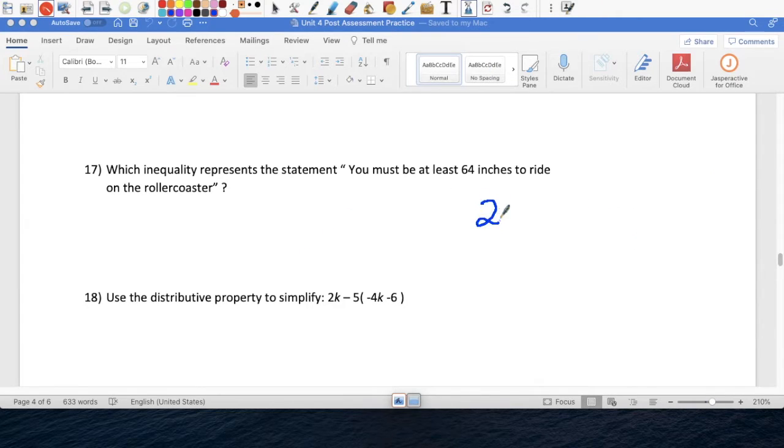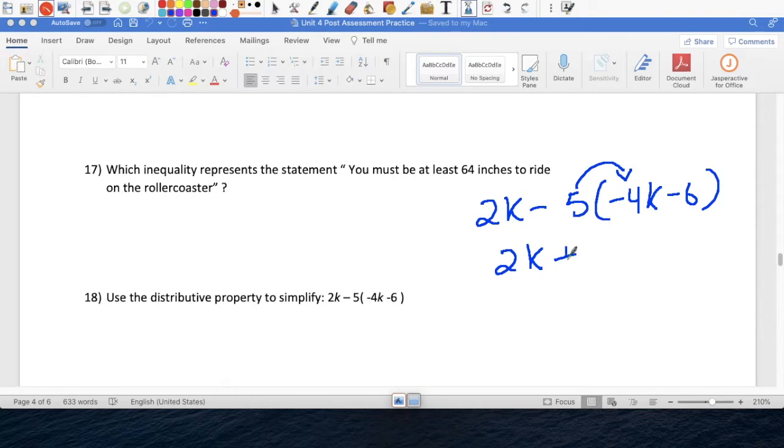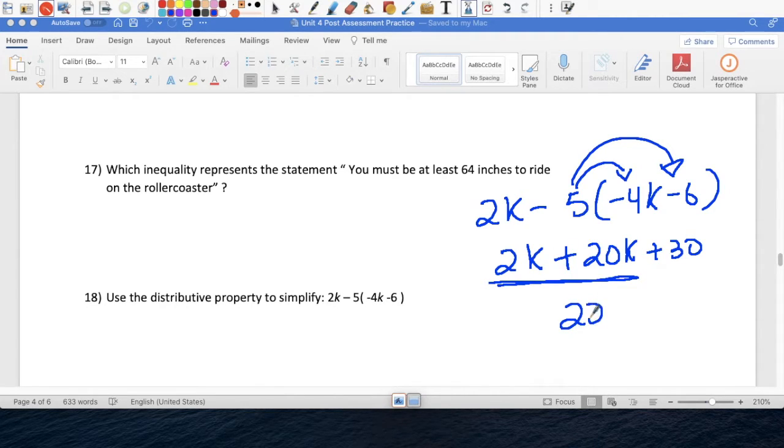18 is just a distributive property problem. So negative times a negative is positive, 5 times 4 is 20k. Negative times a negative is positive, and 5 times 6 is 30. Can I combine anything? Yeah, I can combine these two. 2k plus 20k is 22k plus 30. That's it.